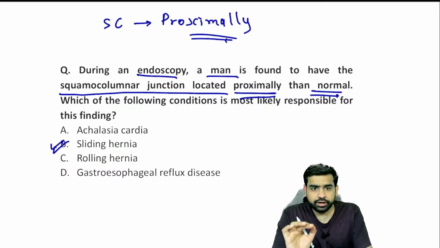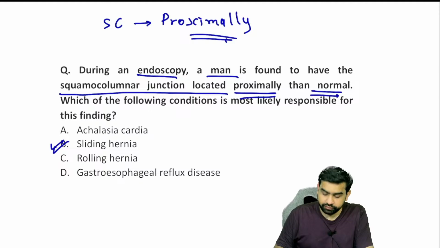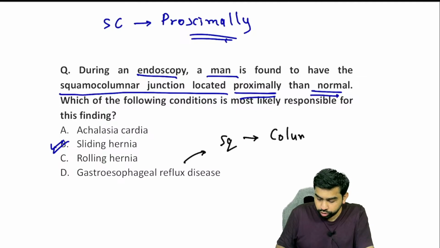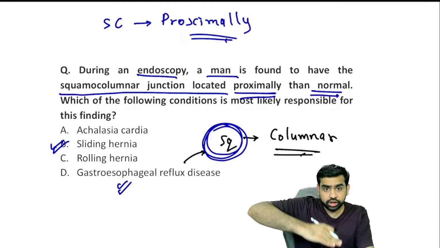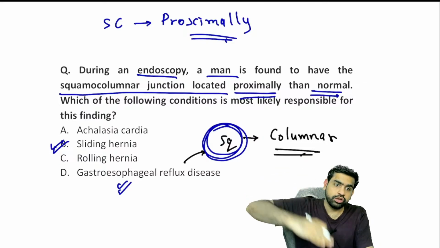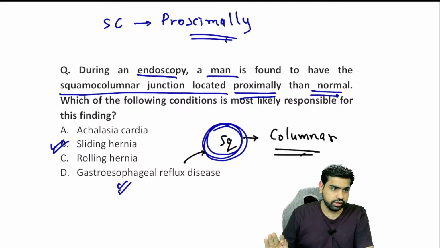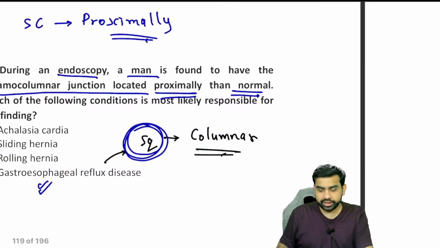In GERD, if they wanted you to mark GERD, they would have given you that the squamous epithelium has been converted into the columnar epithelium. The squamous epithelium converting into the columnar epithelium is a GERD. But when the GE junction is moving proximally, that is a sliding hiatus hernia. I hope you're able to understand this point. So the answer over here is definitely the sliding hiatus hernia.